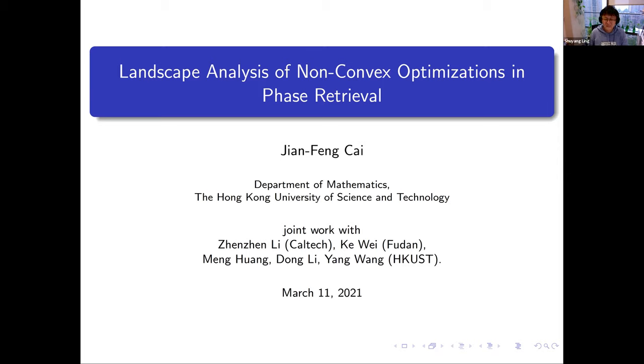Today, he will talk about a landscape analysis of non-convex optimization in phase retrieval. So now the stage is yours. Thanks. Thank you, Shuyang, for the introduction and the invitation. So today I'm going to talk about something on the landscape of non-convex optimizations in phase retrieval. This is a joint work with people from HKUST or HKUST alumni.